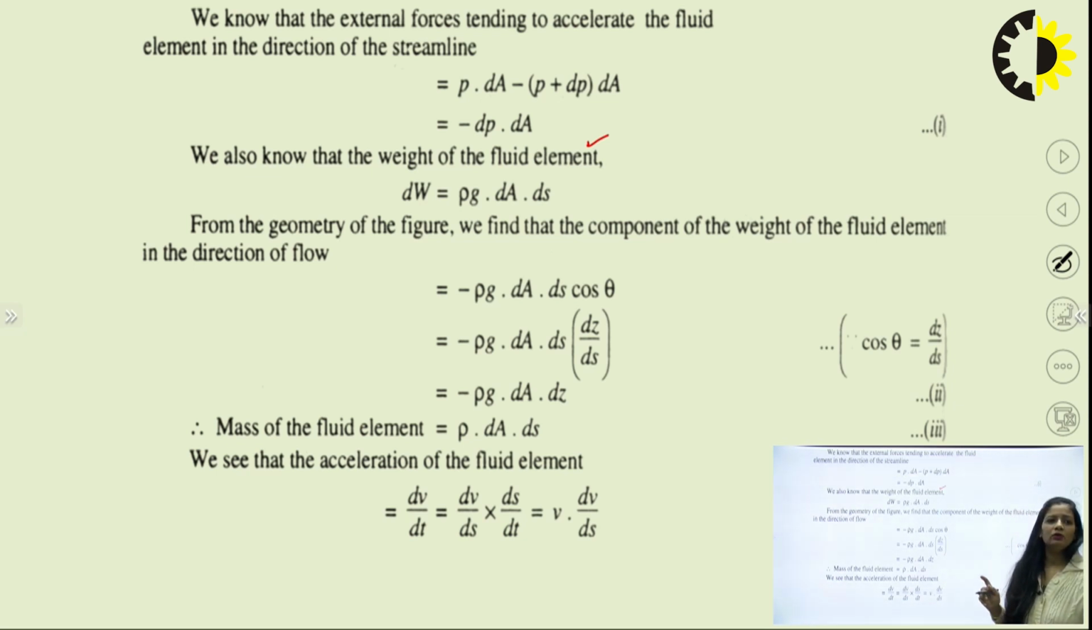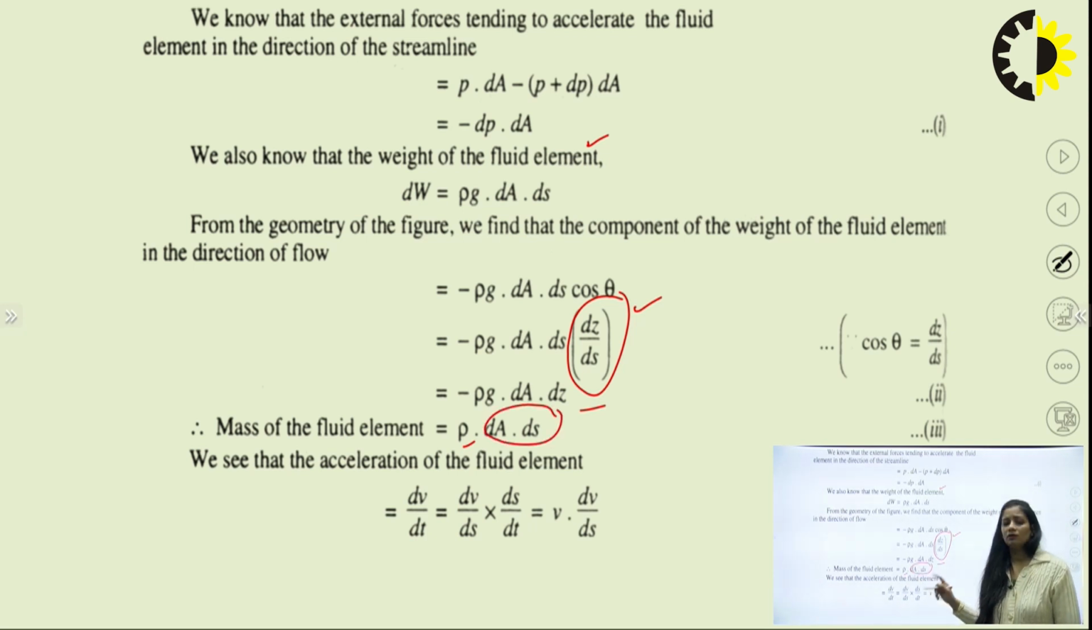When we resolve the weight of the fluid element in the direction of flow, you are going to get the equation minus rho g dA ds cos theta. Now convert the cos theta in terms of dz and ds, and you are going to get minus rho g dA dz. The mass of the fluid element will be what? Rho dA ds, or rho in kg per meter cube multiplied by the volume dA multiplied by ds.